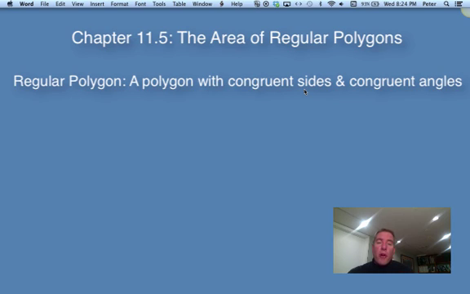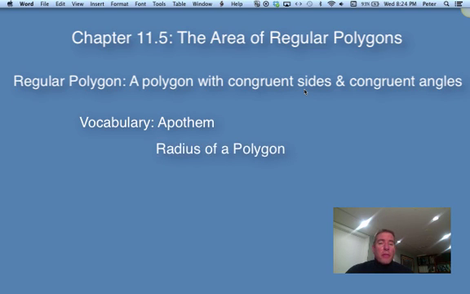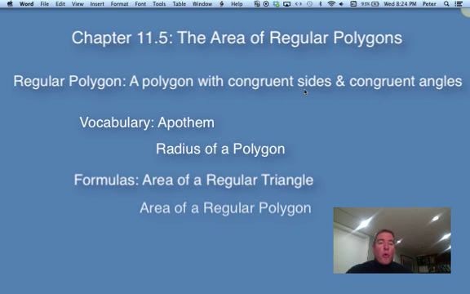So tonight we're going to develop a couple formulas and introduce you to some vocabulary. You're going to learn what an apothem is. It's pronounced apothem. You might be inclined to call it an apothem, but we'll be calling it an apothem. We'll also learn what the radius of a polygon is. We'll learn a formula for the area of a regular triangle and the formula for a regular polygon, like a hexagon or a pentagon or even a square. Okay, so please take careful notes.